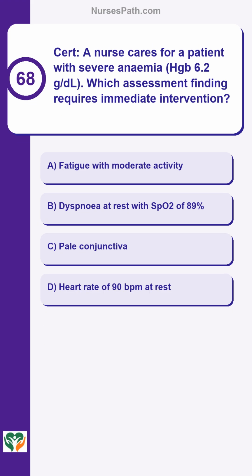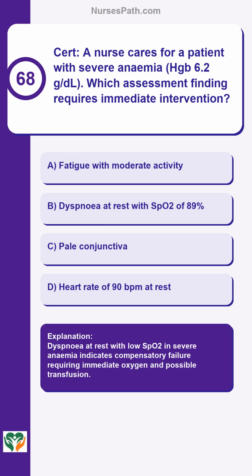Question 68. CERT. A nurse cares for a patient with severe anemia, hemoglobin 6.2 g/dL. Which assessment finding requires immediate intervention? Fatigue with moderate activity. Dyspnea at rest with SpO2 of 89%. Pale conjunctiva. Heart rate of 90 bpm at rest. Dyspnea at rest with low SpO2 in severe anemia indicates compensatory failure requiring immediate oxygen and possible transfusion.